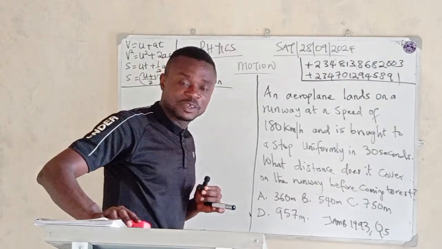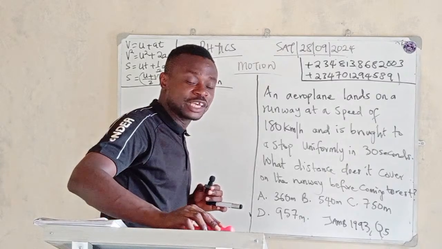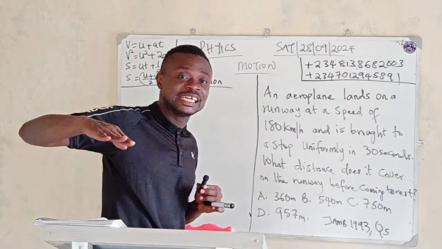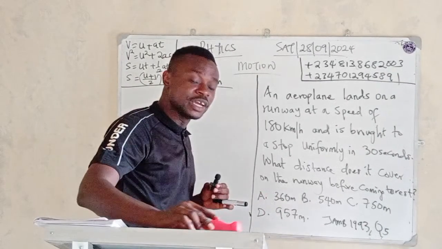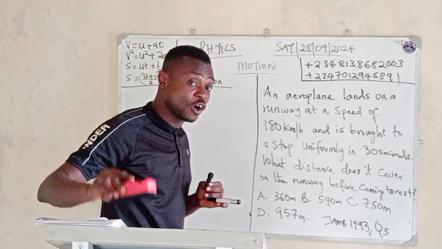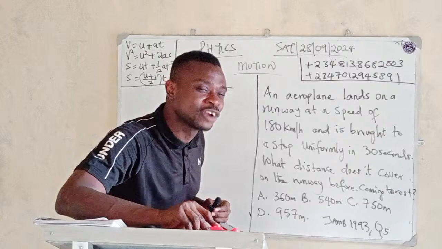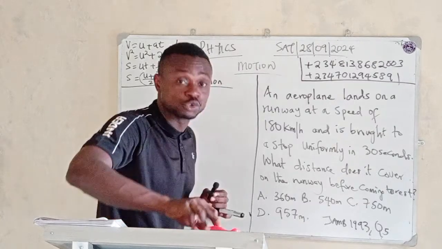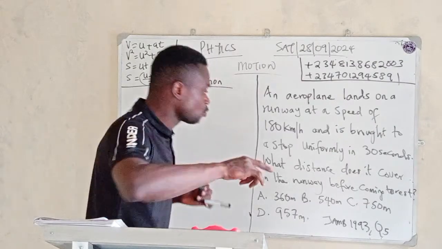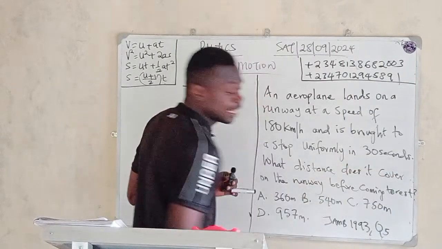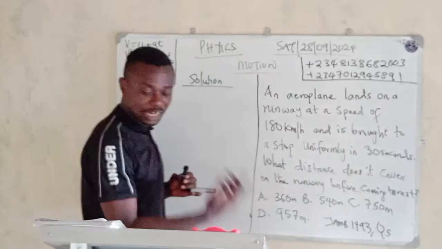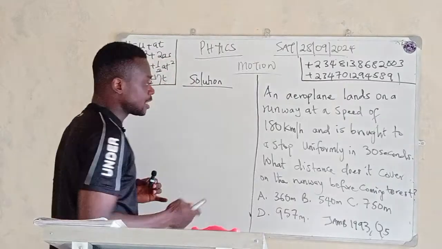And as it's going, it will be decelerating, retarding, going down until the velocity becomes zero. That is, the final velocity is what? Zero. It will stop. And it stops in 30 seconds. So let us now write out the parameters.